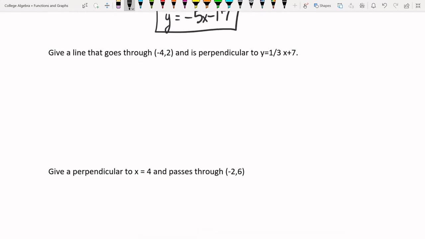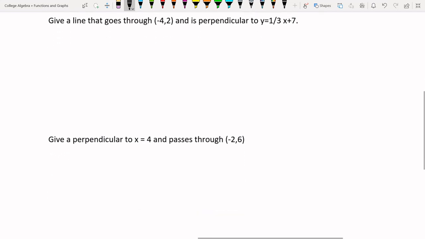Here we give a line that goes through -4, 2 and is perpendicular to this line. Same idea. We have a point, x1, y1, and is perpendicular, meaning we have the negative reciprocal. If 1/3 is the slope of that one, the reciprocal is going to be 3/1, or in other words, 3. So 1/3 goes to 3, and then the negative of that gives us -3.